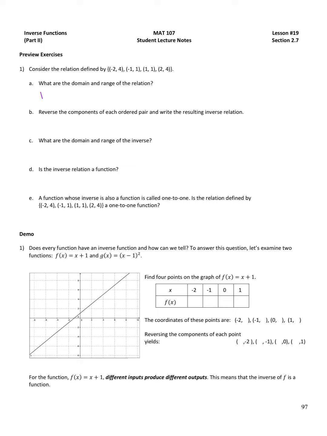Okay, well, the domain is the set of all x coordinates of these points, so it would be -2, -1, 1, and 2. And the range is the set of all y coordinates, so it would be 4 and 1. Okay, and then the y coordinates repeat. I have another 1 and another 4, but in set builder notation, you only list each element once.